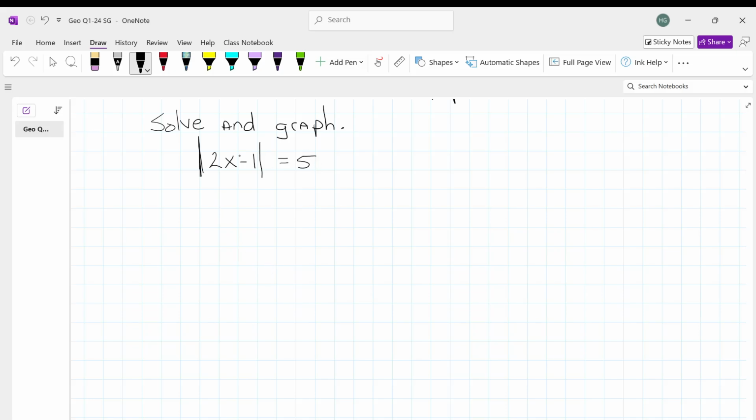Once you're there, you write two equations. You rewrite the equation that you're given without the absolute value symbol. So you write 2x minus 1 is equal to 5. And then you write an equation, 2x minus 1 is equal to negative 5.